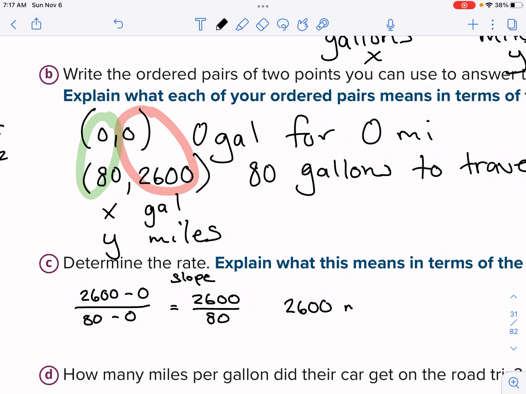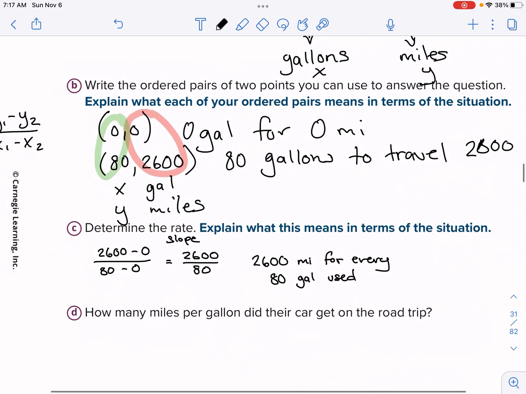2600 miles for every 80 gallons used. Right, and that's considering that we're going at a constant rate, so we'll make that assumption here. So D, how many miles per gallon did their car get on the road trip? So miles per gallon.